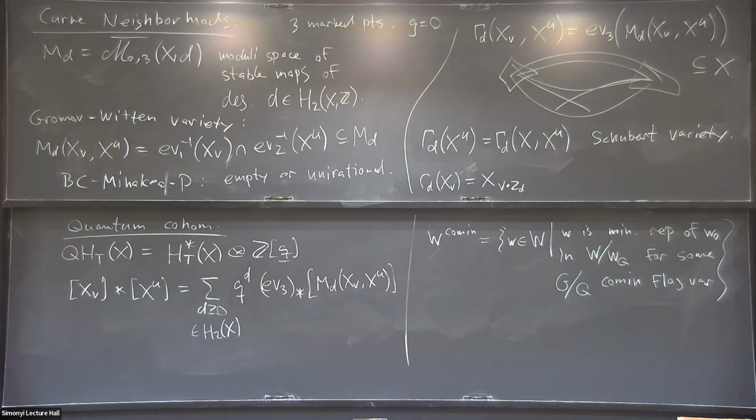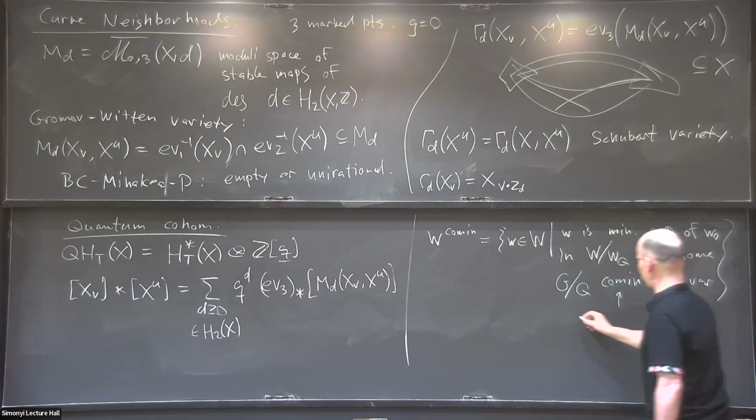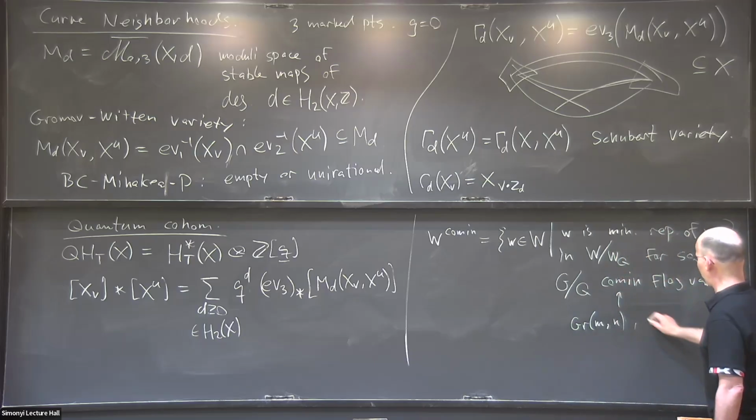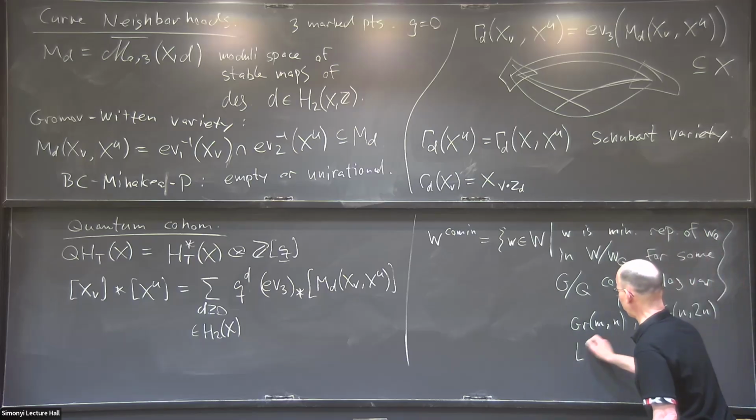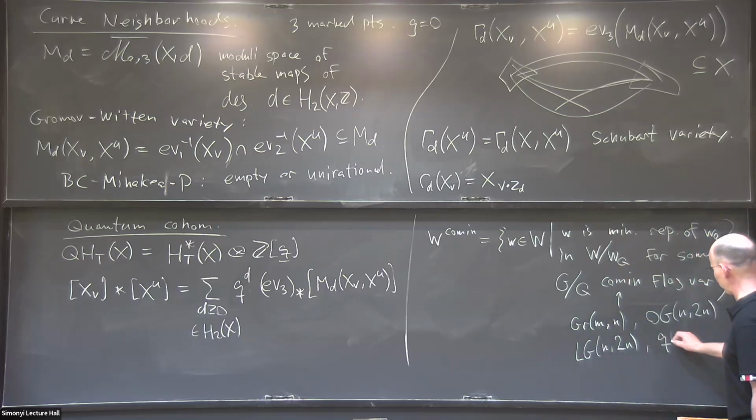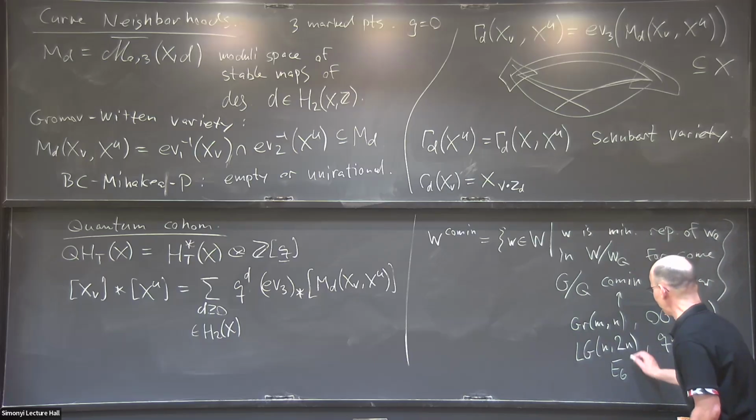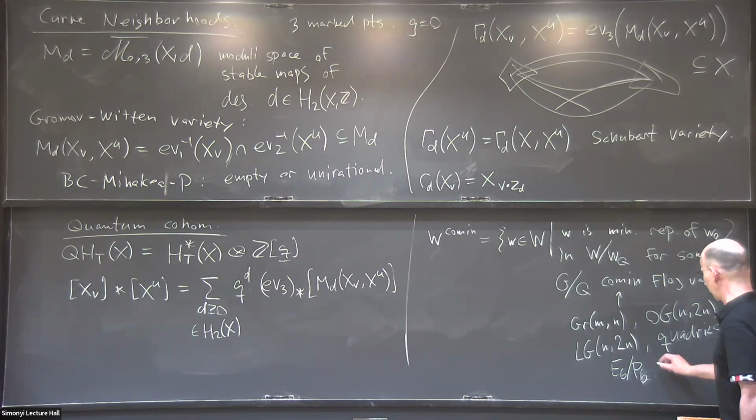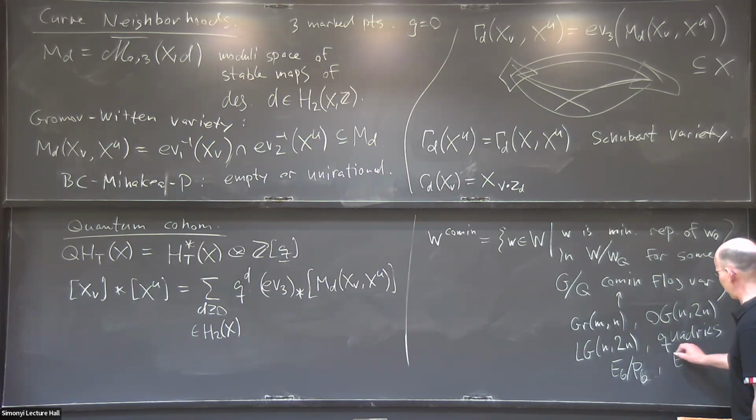So that's a slightly complicated definition. Maybe I could mention cominuscule flag varieties. Well, they consist of Grassmannians of type A, maximal orthogonal Grassmannians, Lagrangian Grassmannians, and the quadric hypersurfaces. And we have two exceptional ones. There's the Cayley plane E6 mod P6, and the Freudenthal variety E7 mod P7.